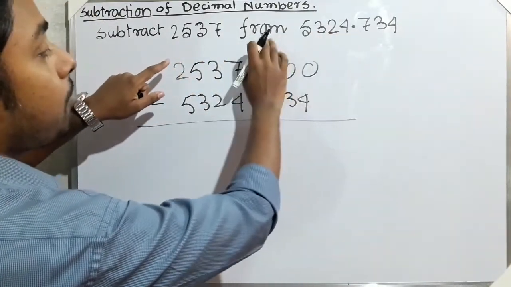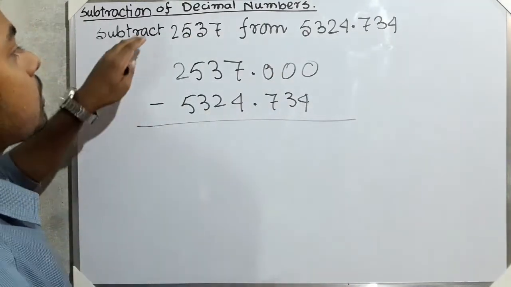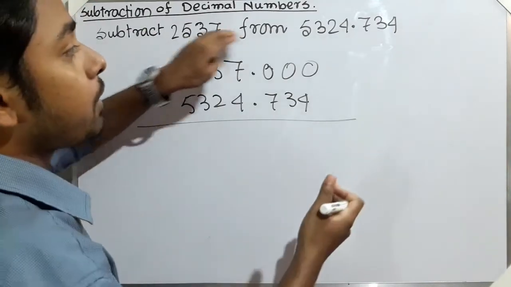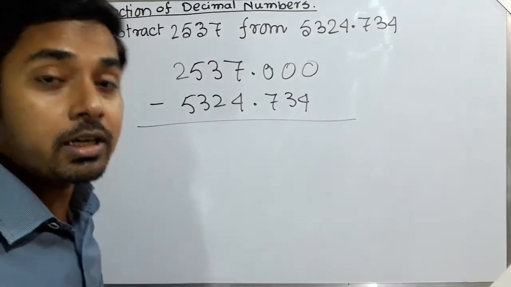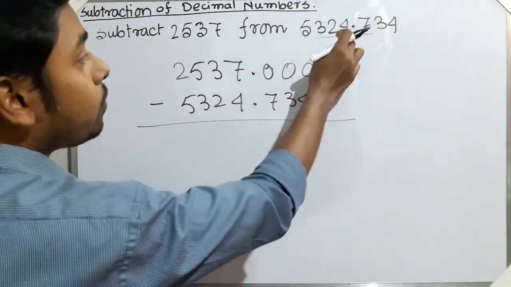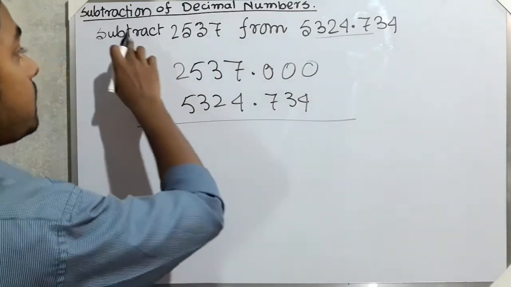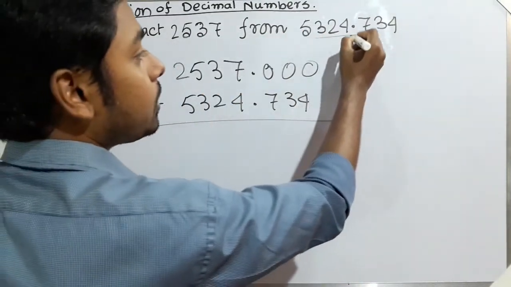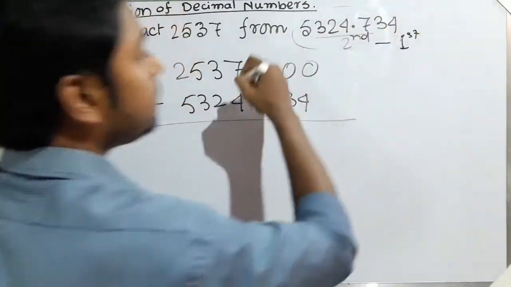In Hindi: from means "se". Subtract this number from this number. Subtract this number means subtract it from which number? From this number. That means this one minus this one, that means second one minus first one. Whenever you have to subtract this one from this one, that means second number minus first number.